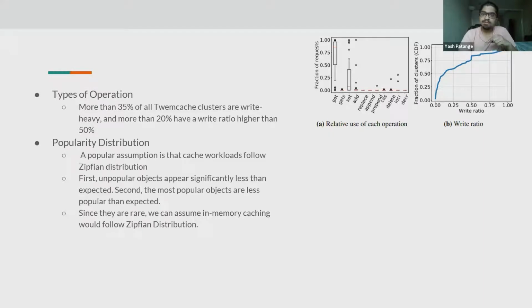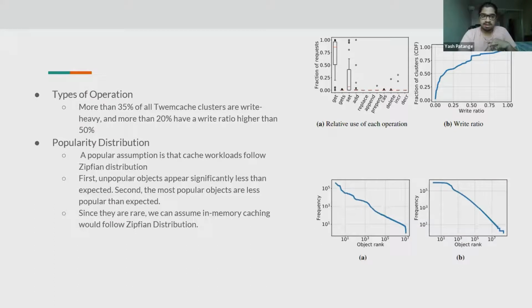Next is the popularity distribution. A very popular assumption is that cache workloads follow a Zipfian distribution. There are two deviations from this. The first is that unpopular objects appear significantly less than expected. The second is that the most popular objects are less popular than expected. The first deviation can happen when the same objects are always accessed multiple times, and the second happens when the client has an aggressive client-side caching strategy. But since these deviations are rare, we can assume that in-memory caching would follow a Zipfian distribution.